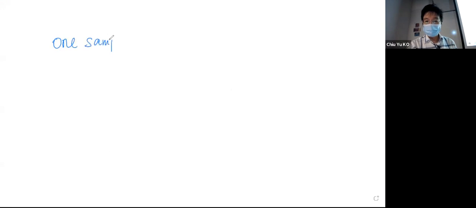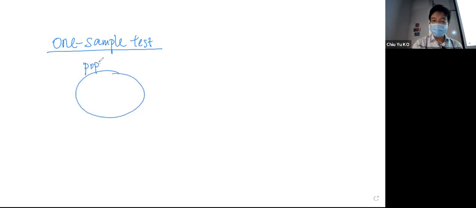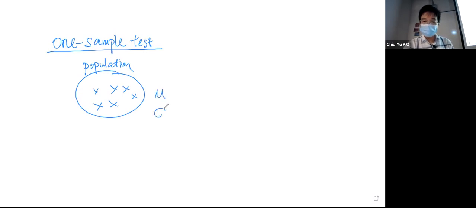For the one sample test, we focus on a single population, and there are potentially many data there. For this data, we have summary statistics, which we call mu and sigma square. In particular, we focus on studying mu. In hypothesis testing, we claim mu equals a certain value called A, and we test whether this claim is supported by the data.